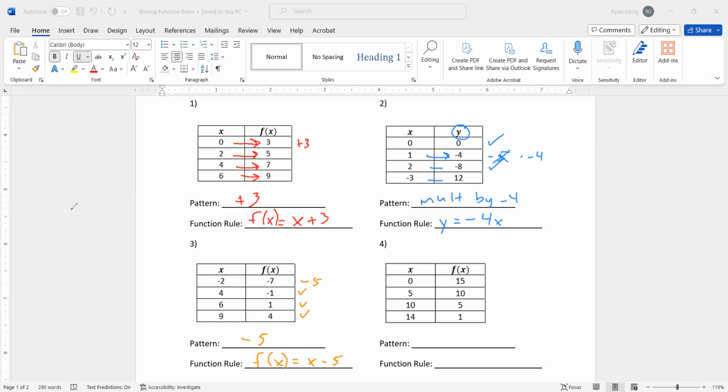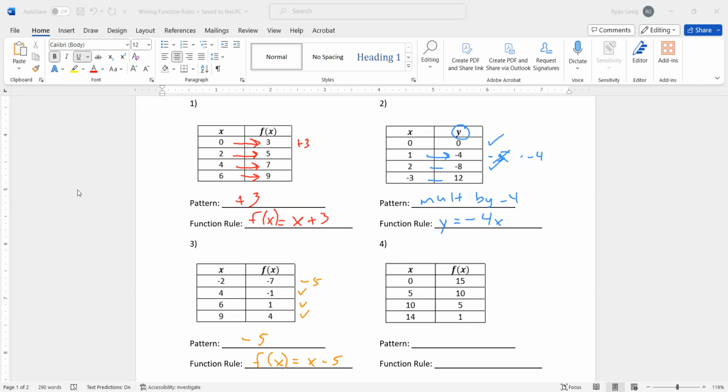Number 4 is tricky. We'll tell you that. How do I get from 0 to 15? I could add 15, but 5 plus 15 is 20, not 10. I'm not sure what else I could do to get from 0 to 15. How about from 5 to 10? I could multiply by 2, but 0 times 2 is not 15, it's 0. So that didn't work.